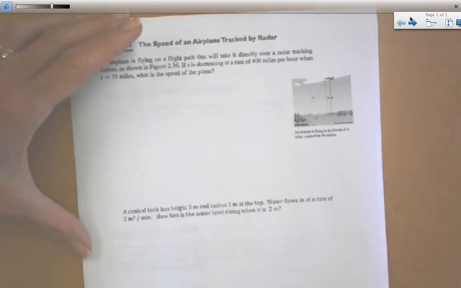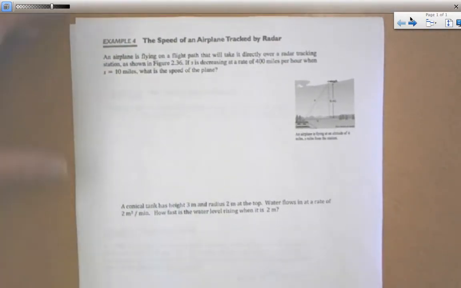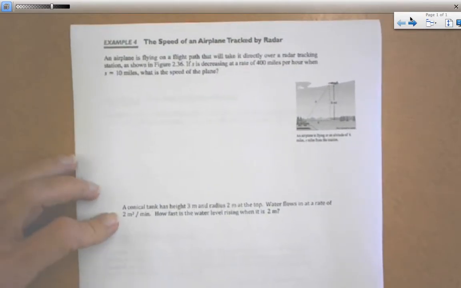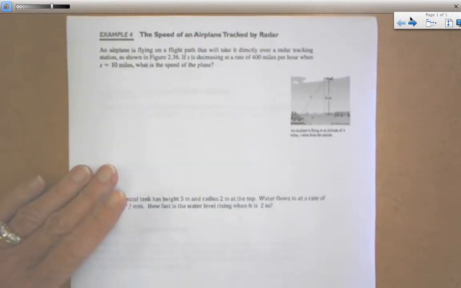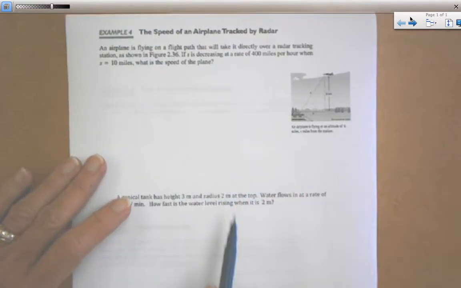So turn to the third page, example 4. And here are some different type problems we didn't finish today. It'd be a good day to take a homework note quiz tomorrow in class, to see if you understand these concepts.